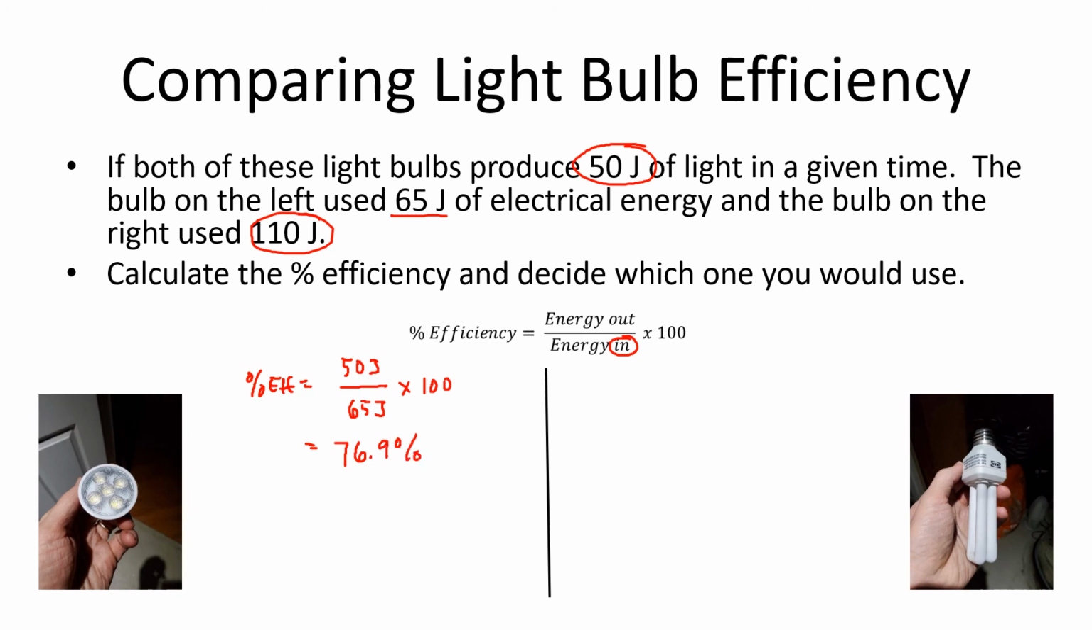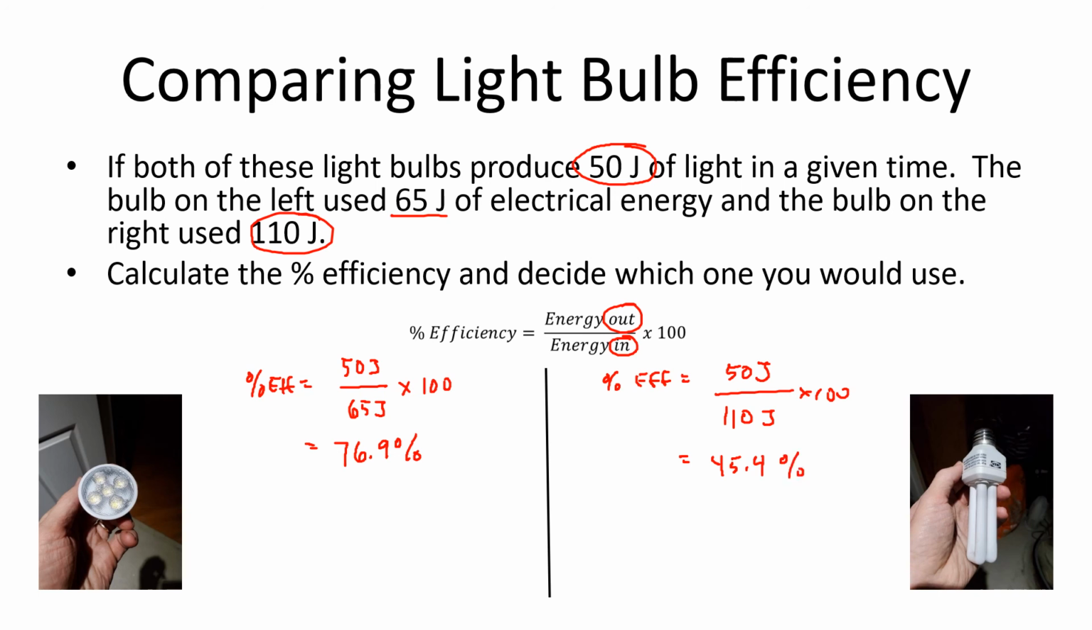So let's compare that with this compact fluorescent one over here. Again, the percent efficiency is the energy out, which is the same 50 joules of light, and the energy in, which was the electricity that was consumed, times 100. And so this time it's 50 divided by 110 times 100 equals 45.54% efficient for the compact fluorescent.